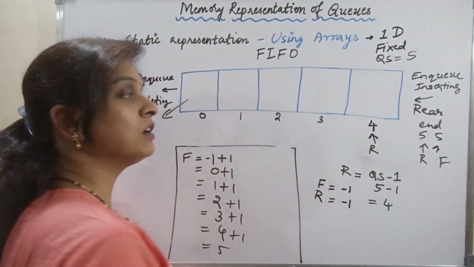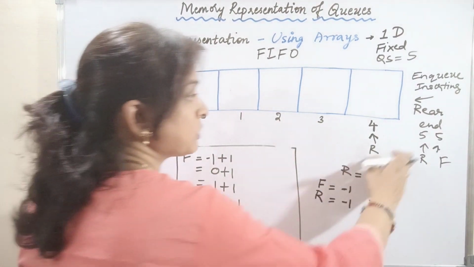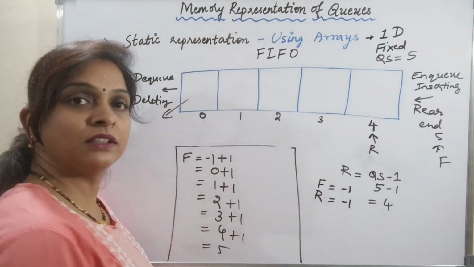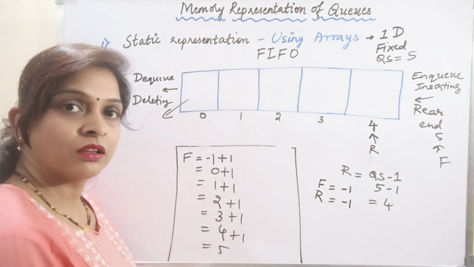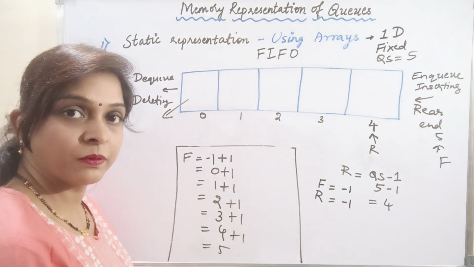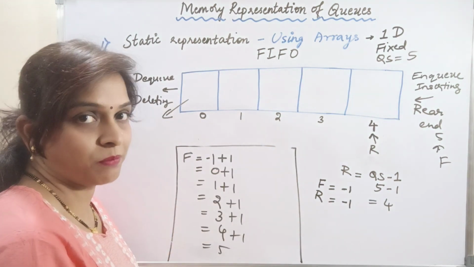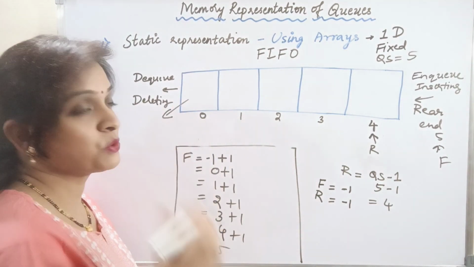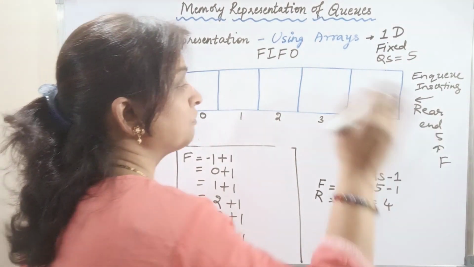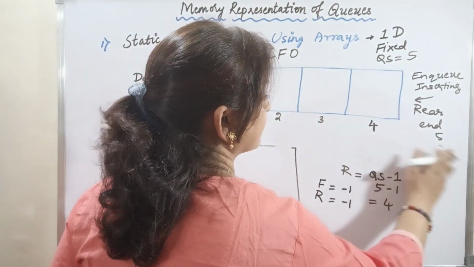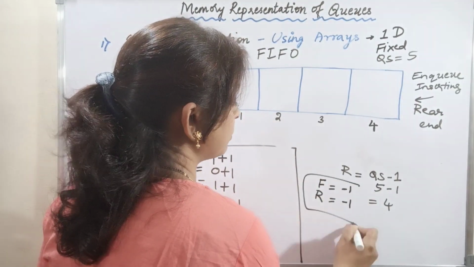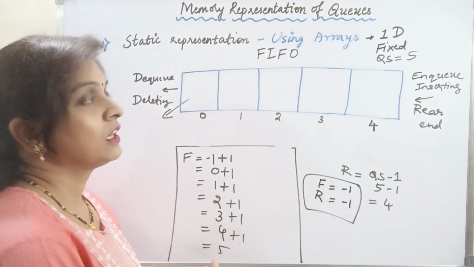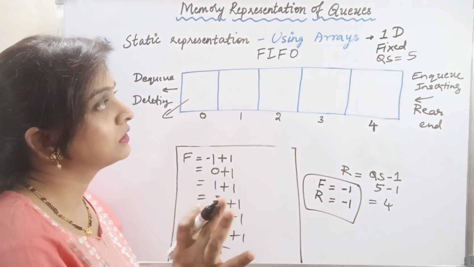So when the front pointer is greater than the rear pointer, what happens? Rear is pointing here. When the front pointer is greater than the rear pointer, it means the queue is empty. So it has reached out of the bound. There is nothing to clear in the queue. So the queue is empty. Then what will we do? We will once again reset the front and rear. The front and rear will be reset to minus 1. So this is how we represent queues inside the memory with arrays.